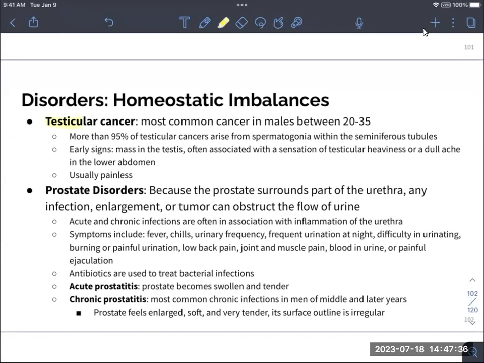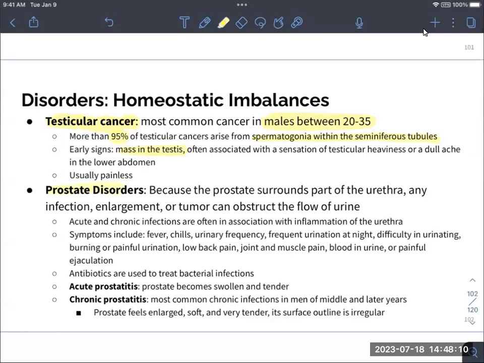Testicular cancer. Testicular cancer is most common in males between 20 and 35, so the younger aged men. And most of it is from spermatogonia within those seminiferous tubules. There could be some sort of mass in the testes. It causes testicular heaviness. Feels more heavy. It's not usually painful. It's more heavy.